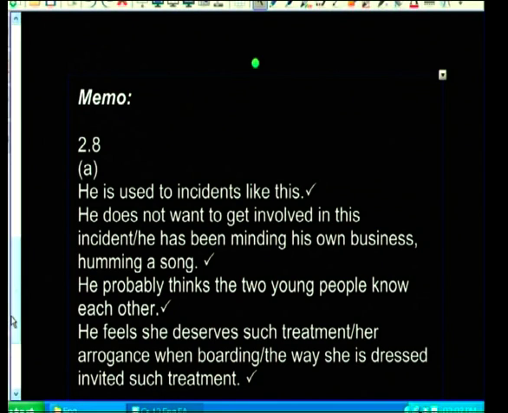So, as you will see, the answers that are formulated here are not taken directly from the passage. You've got to determine, or you've got to interpret this.